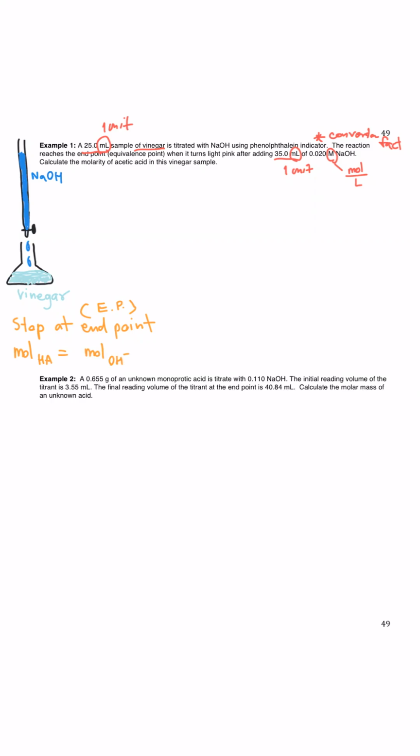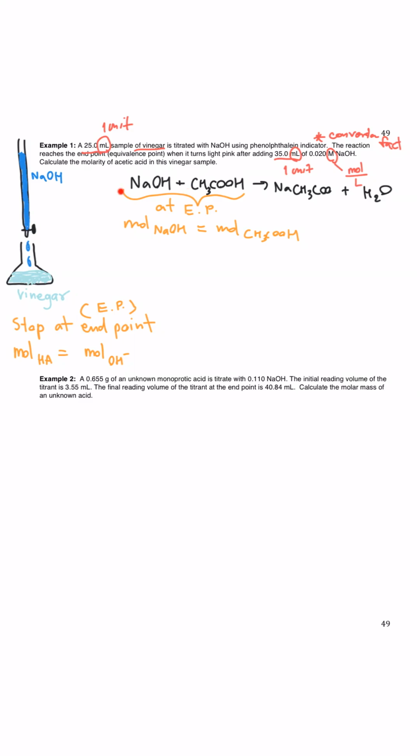The balanced chemical equation of this neutralization reaction can be written as sodium hydroxide reacts with acetic acid in vinegar to become sodium acetate and water. And at the equivalence point, the acetic acid in vinegar will have the same number of moles as the sodium hydroxide. And according to the balanced chemical equation, you can see that the stoichiometric ratio for the reaction between sodium hydroxide and acetic acid is a 1:1 ratio.